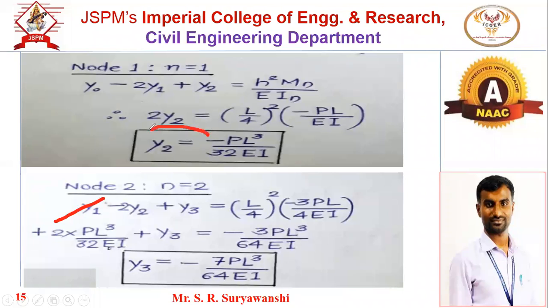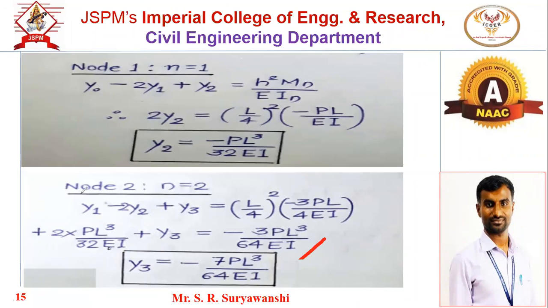Now put the value of y2 in this equation. Okay, this is the value of y2. So minus minus, it will become plus. So 2 into y2 plus y3 is equal to, on the right hand side, if you further simplify this thing, you will get 3 by 64 PL cube by EI. So this term minus this term, if you simplify further, you will get the value of y3 as minus 7 by 64 PL cube by EI. This is the deflection at third node.